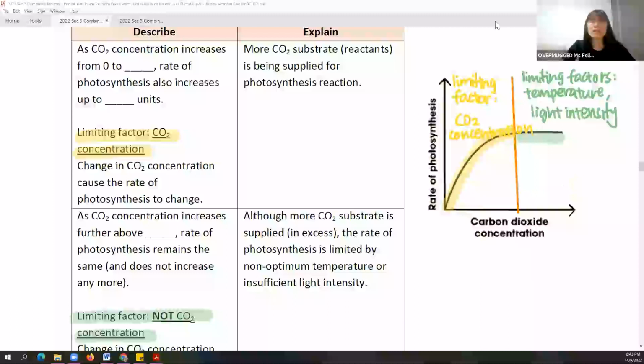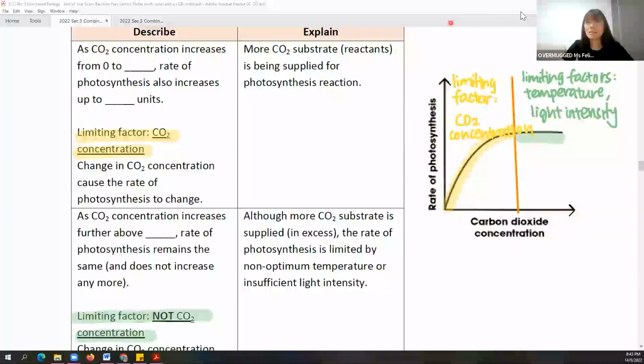Okay, then next is the describe part. As mentioned, whenever it's a data question, that means a graph or table, you must always quote the value. For this question, it started from 0. By the way, in the exam, please spell out the full name, carbon dioxide. Don't write CO2. Here in the notes, I just summarized it. So as carbon dioxide concentration increases from this to this.